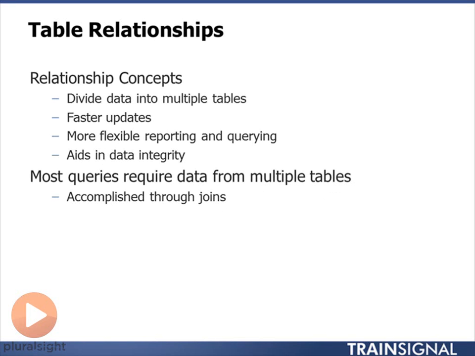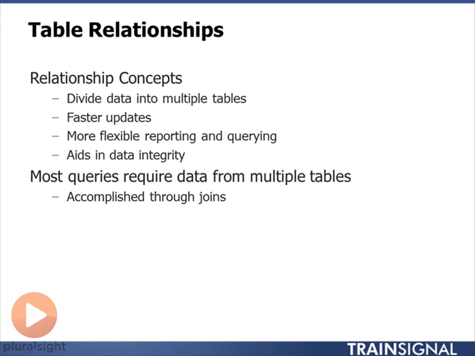Now, all of this leads us pretty perfectly into table relationships. One of the things that we hinted at with a foreign key is the ability to create some form of a pointer, some form of a relationship between tables. So the question then becomes, why would we ever want to do that? The reason that we want to do this is for a couple of different reasons. First of all, to help improve the performance of updates.